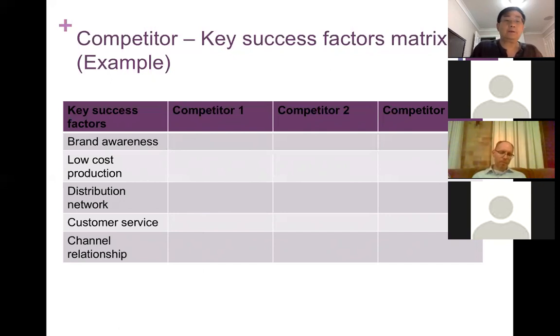Let's say competitor 1 is quite high in terms of brand awareness, but quite low in terms of channel relationship, for instance. That reflects that competitor 1 has strong brand awareness, but they have a weakness in terms of channel relationship. So that's basically the competitor analysis.